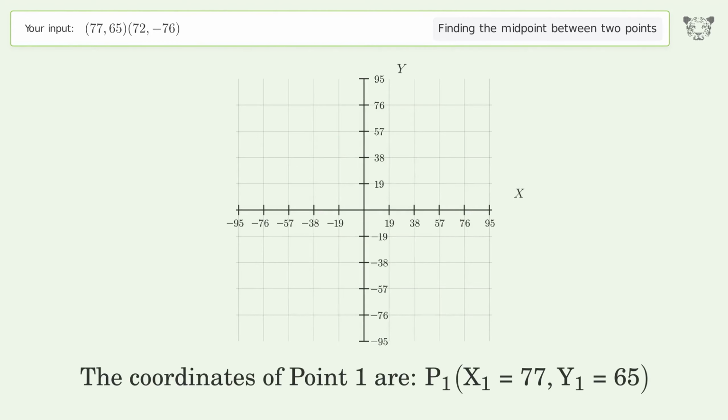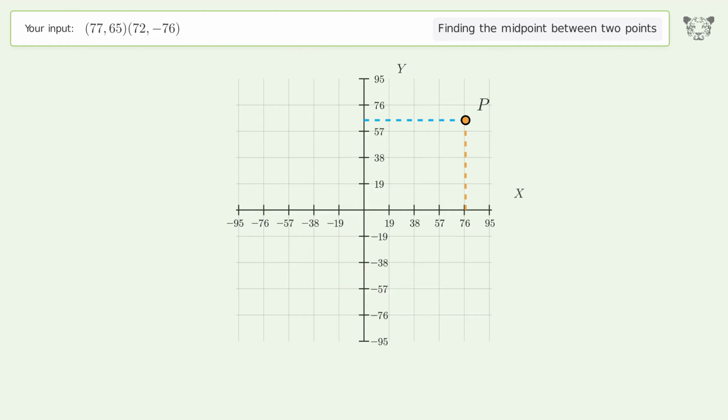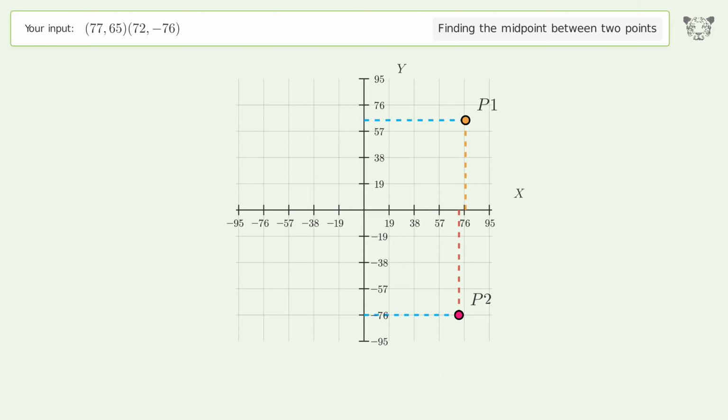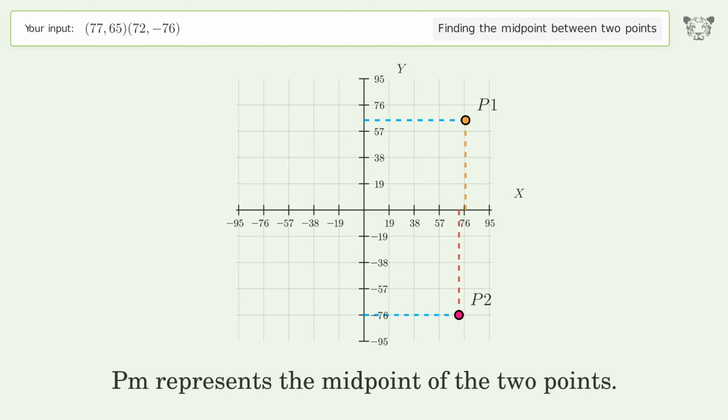The coordinates of point 1 are x1 equals 77, y1 equals 65. The coordinates of point 2 are x2 equals 72, y2 equals -76. PM represents the midpoint of the 2 points.